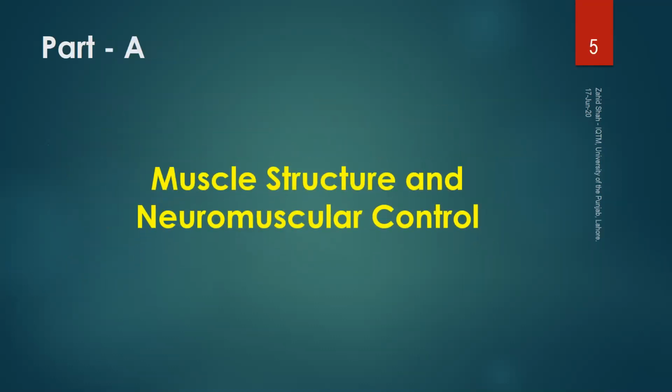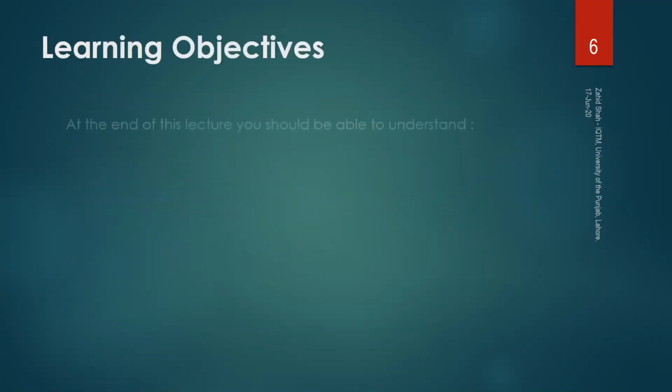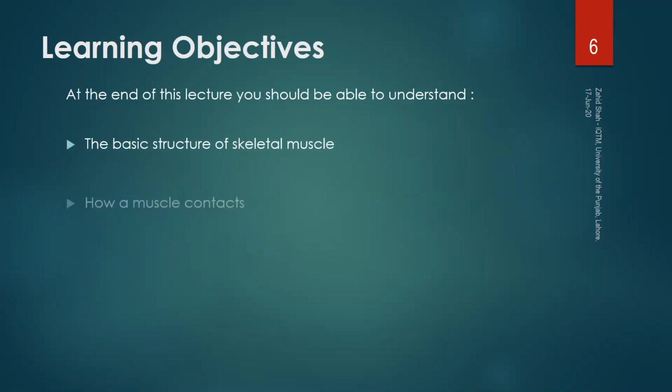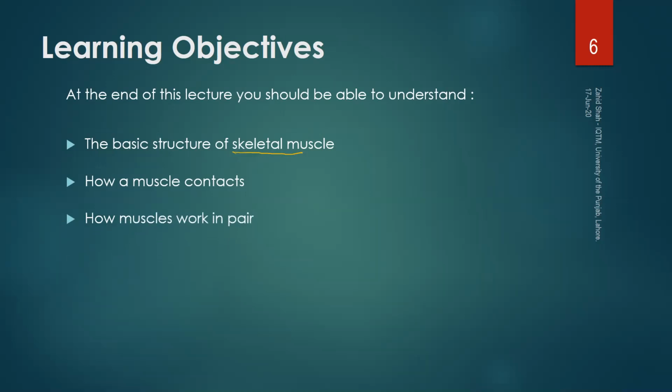Today's lecture is divided into 4 parts. In part A, we will discuss muscle structure and muscular control. The learning objectives for part A are to understand the basic structure of skeletal muscle, how a skeletal muscle contracts, how these muscles work in pair, and how the nervous system controls the muscles.